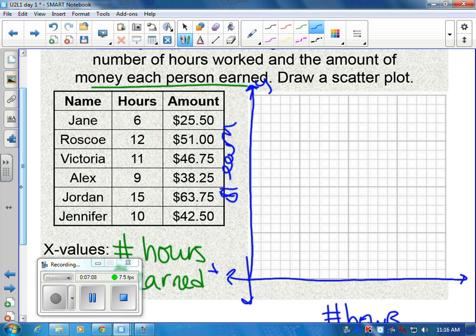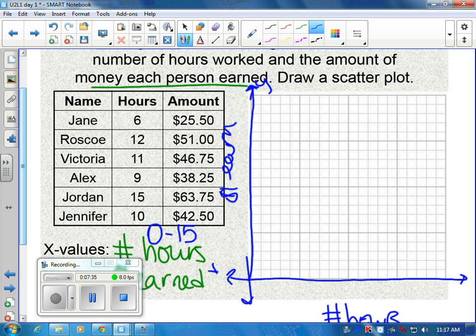It is not 6. What is the minimum possible hours that I could work? Seth? That's the minimum. Joe? 0. I could work 0 hours. Now we need to think about our data. What is the maximum amount of hours that I'm looking at here? Zach? 15. So my hours need to go from 0 to 15.